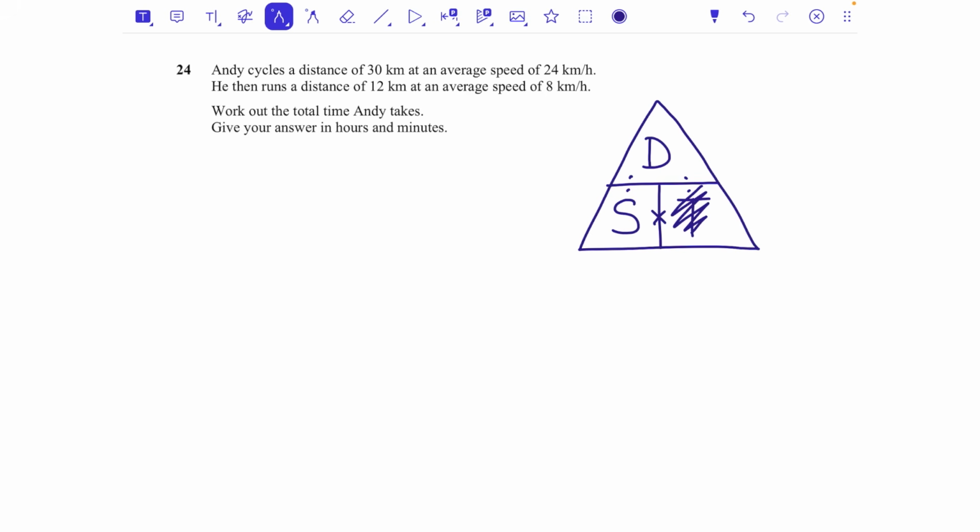So let's first look at his cycling. This is a bike, believe it or not. There we go, there's a bike. So we're going to do distance, which is 30, divided by his speed, which is 24. Now I am going to use my calculator for this. 30 divided by 24 is 5 over 4. 5 quarters, 1 and 1/4, that's quite key, or 1.25. Okay, good, we'll come back to that in a second.